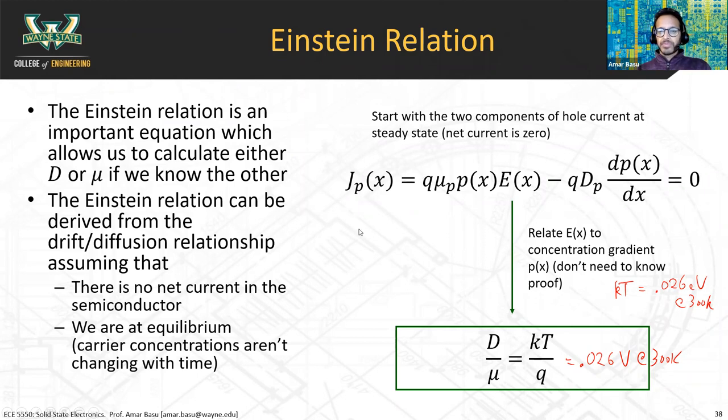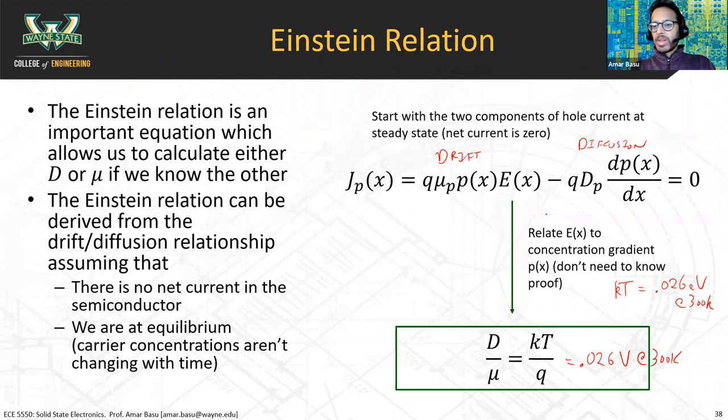So the Einstein relation can be derived from the drift diffusion relationship that we showed here. The total hole current is equal to the drift component here plus the diffusion component here. So this is the drift component, and this is the diffusion component. You set these equal to zero. You start by assuming that you're at steady state and that the net current is zero.